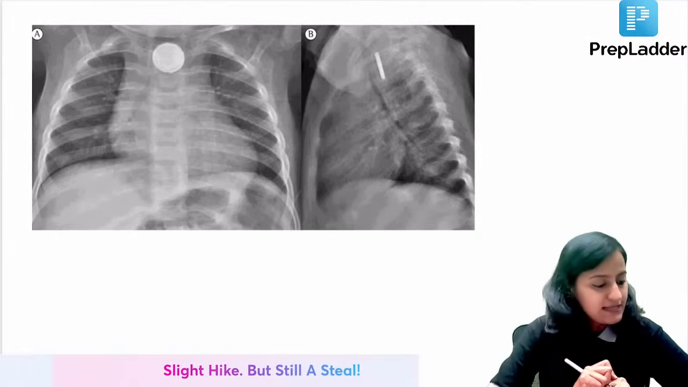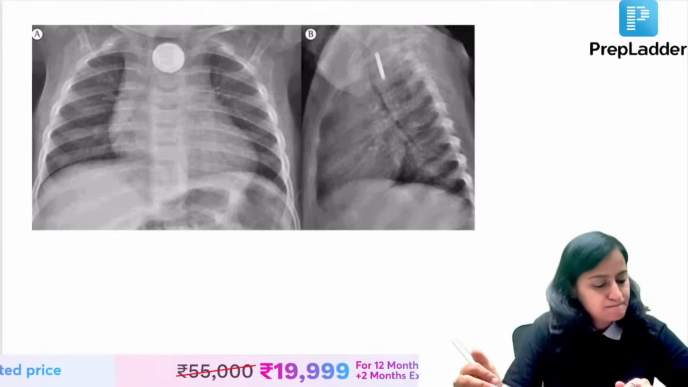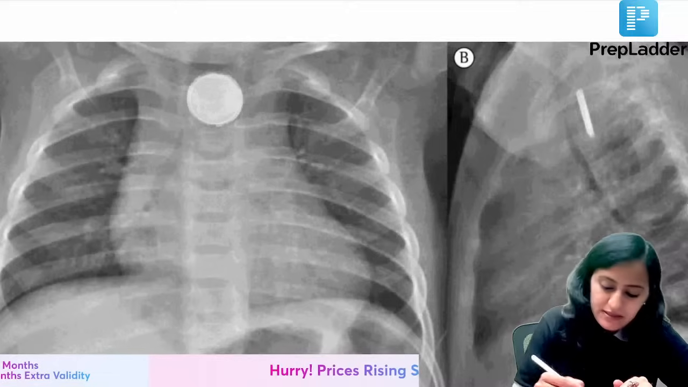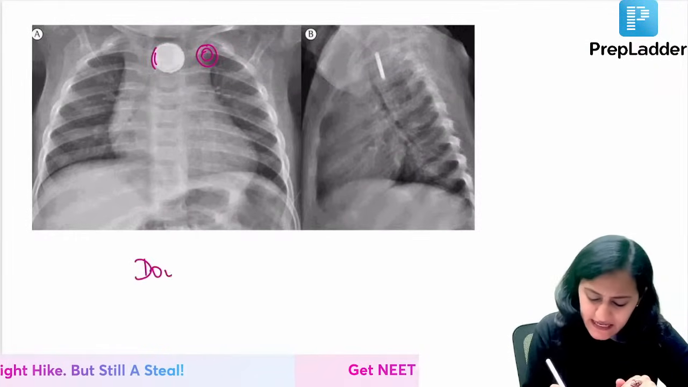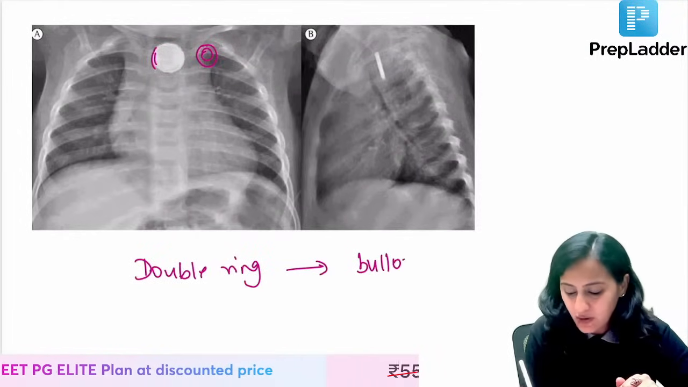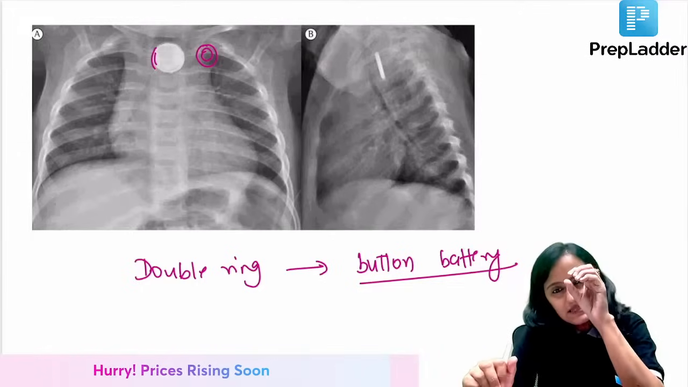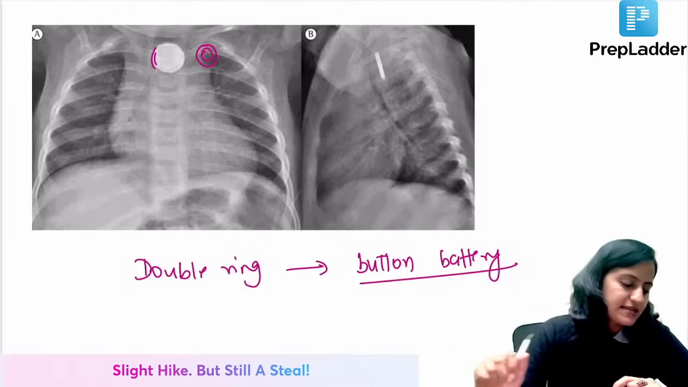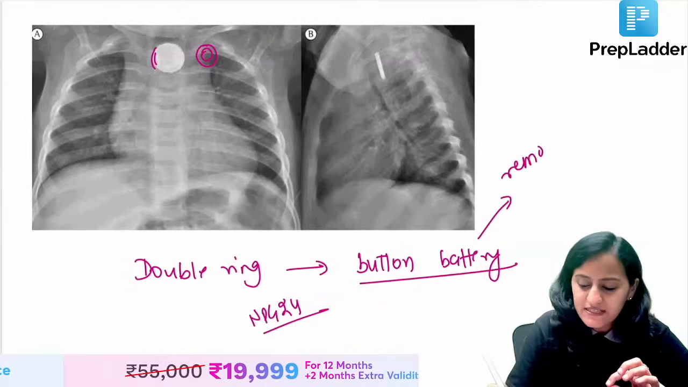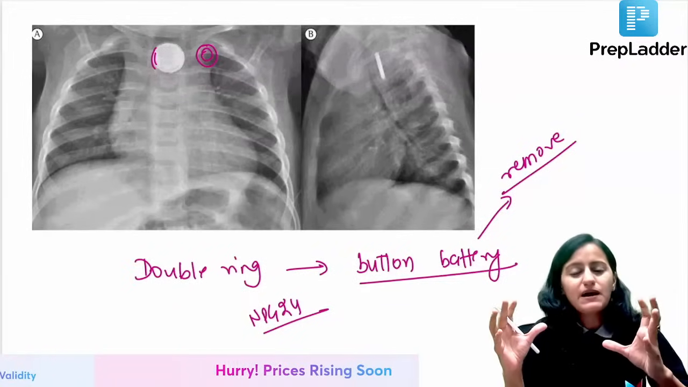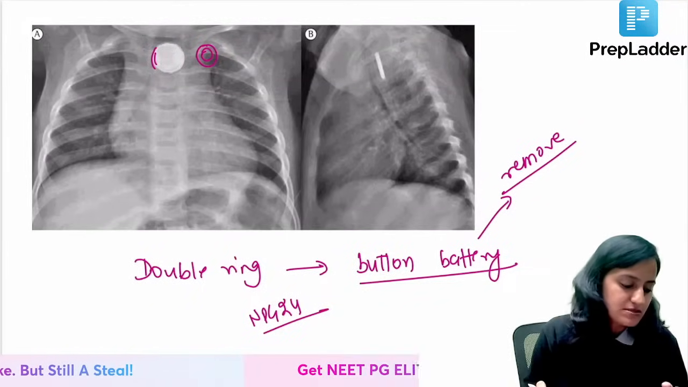Is this a coin or is this something else? Recent NEET PG exam question. You can see the double ring appearance. There are two circles, inner circle and outer circle, that you are seeing here. So if you see a double ring or a halo-like appearance, remember it is not a coin. It is a button battery. Has been asked in both INI-CET and NEET PG exams. Coin में सिर्फ एक ही दिखेगा, ठीक है? So double ring sign is button battery. Recent NEET PG 24 exam question. Remember for button battery, you need to remove it even if asymptomatic, because वो alkali fluid बाहर आके, battery में से, corrosive है, वो perforation कर सकता है. It needs to be removed irrespective of whether it is symptomatic or asymptomatic.